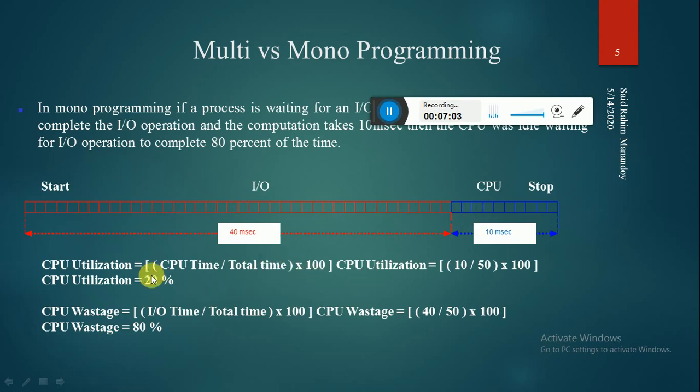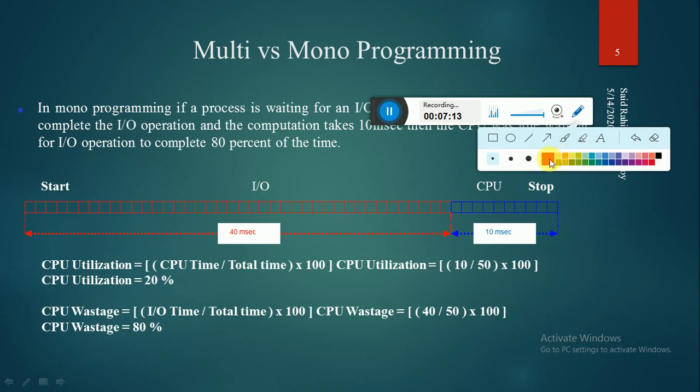Okay, now if you want to find out the CPU wastage time, you can use this formula. CPU waste time is equal to IO time divided by total time multiplied by 100. If you want to find out CPU time, you need to divide CPU time by total time. If you want to find out the wasted time of a CPU, you need to divide the input output time by total time multiplied by 100.